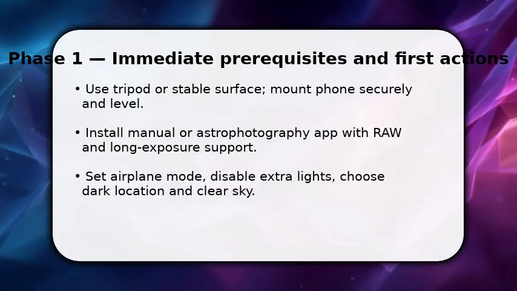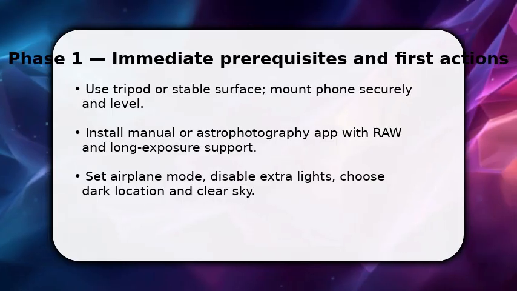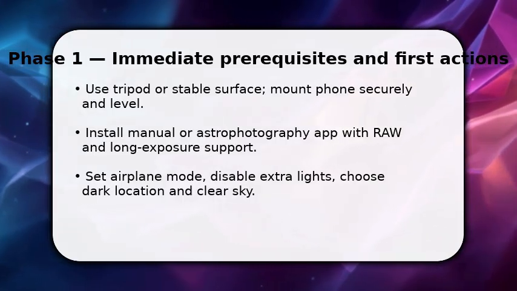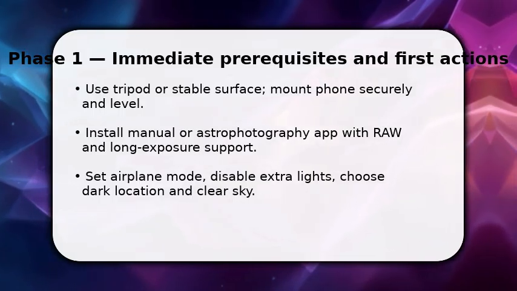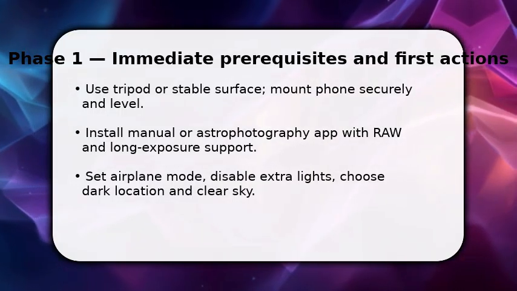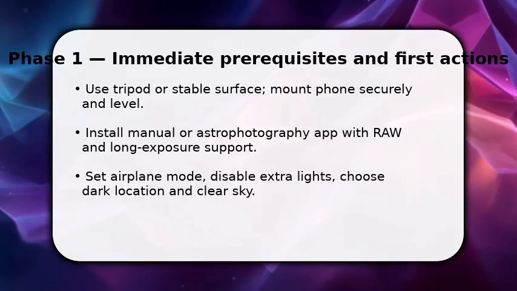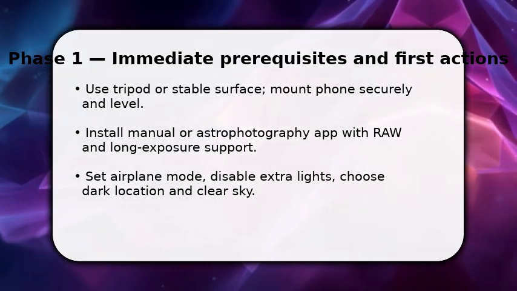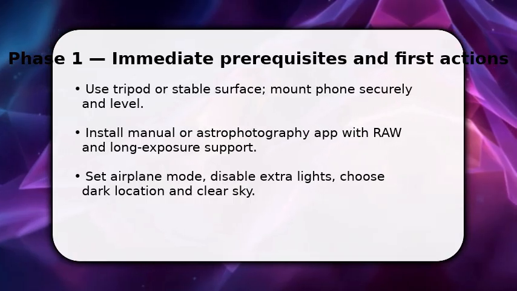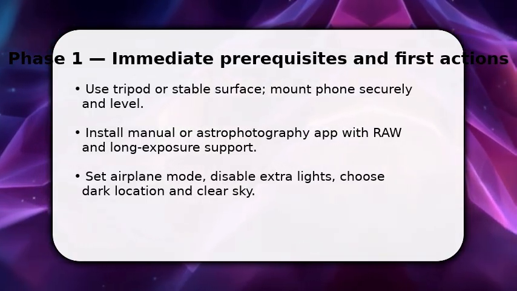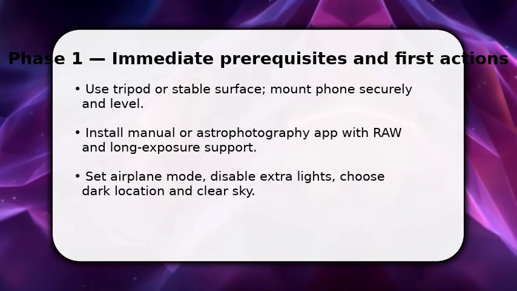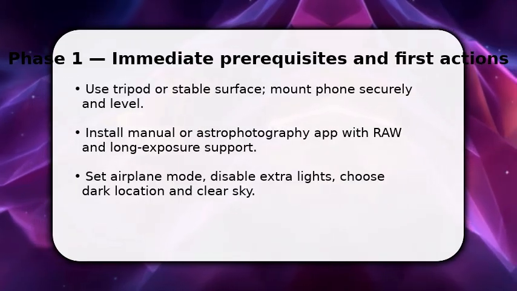You start by securing the phone on a tripod and opening a manual camera app that records RAW. This gives you more data to work with. Once done, switch to airplane mode and disable screen glow so no stray light affects the frame. Set white balance to daylight, focus to infinity or tap a bright star, and dial a low ISO like 400 to reduce noise while keeping enough sensitivity for faint light.